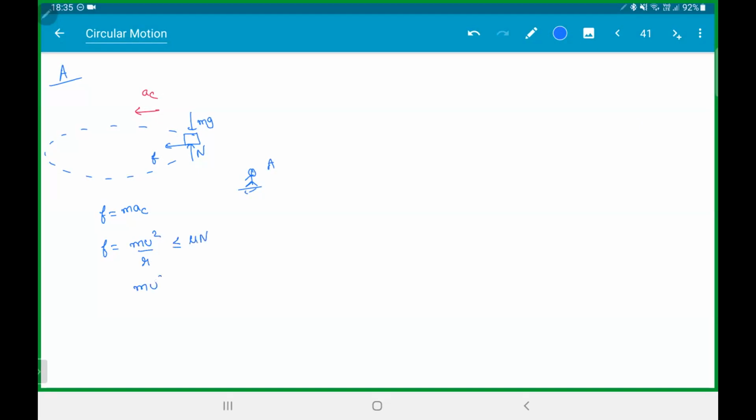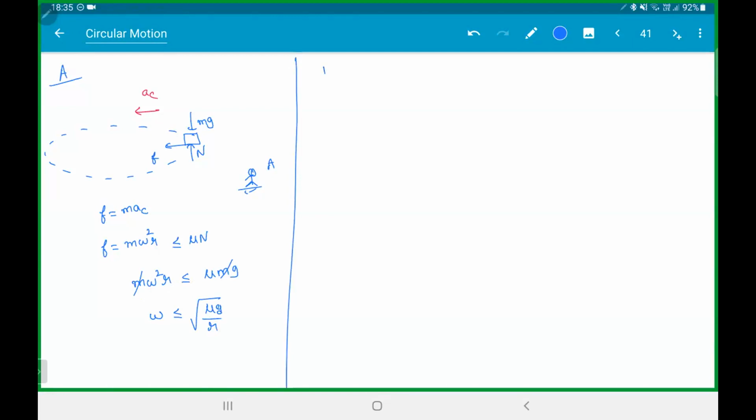So we get m omega square small r is less than or equal to mu mg. M cancels. So omega should be less than or equal to root of mu g by r. So for any speed less than this, you are safe. This is what A will say the answer is.